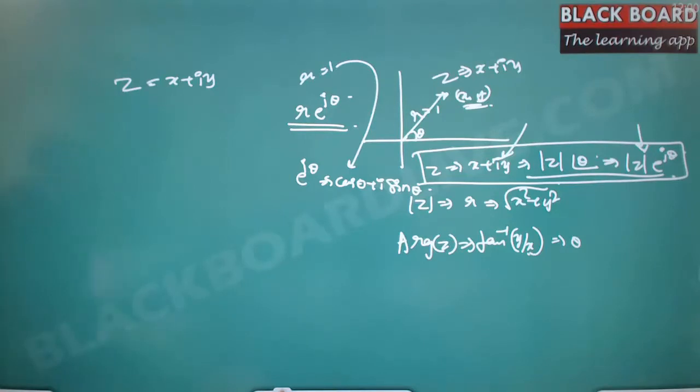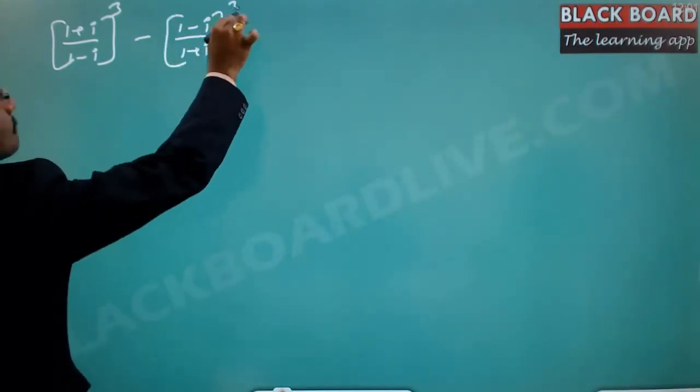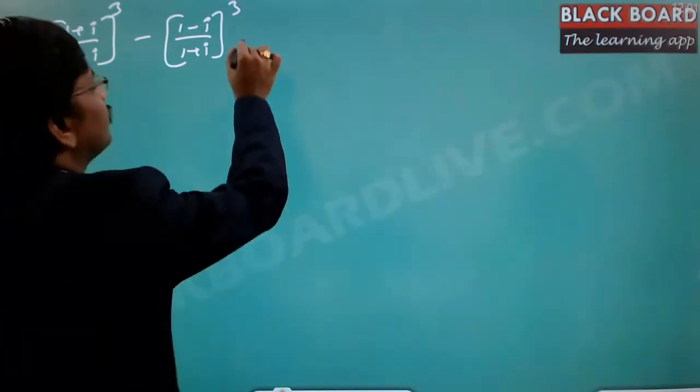One plus i by 1 minus i, whole cube, minus 1 minus i by 1 plus i, whole cube, is equal to a plus ib. Then what are the values of a and b?